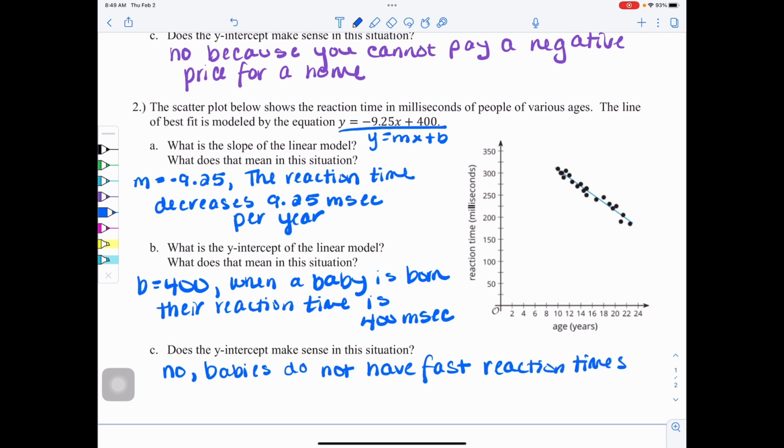So now you can see not only can we write the line of best fit, make predictions with it like we did previously, but we should also be able to identify the slope and y-intercept of these lines of best fit and interpret what they mean in terms of the situation, as well as reflect on whether some of these numbers actually make sense. And that concludes your lesson on interpreting the line of best fit.